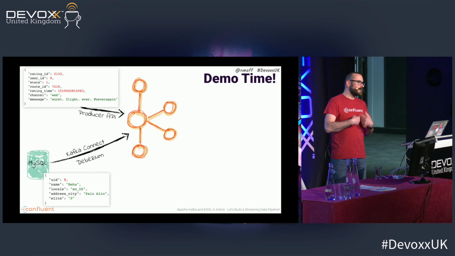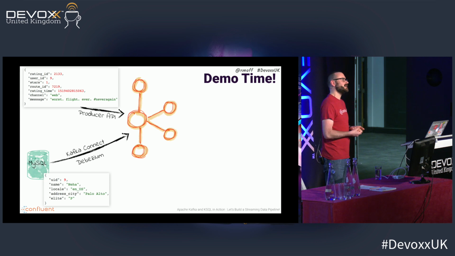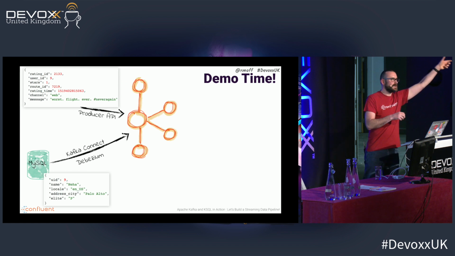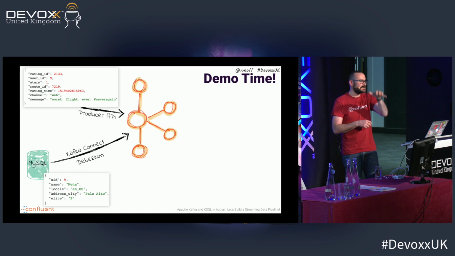We're going to bring it in. We're going to look at that data in KSQL. We're going to join it. And then we're going to use Elasticsearch and stream that data from our Kafka topic of enriched data down into Elasticsearch. So let's do that.